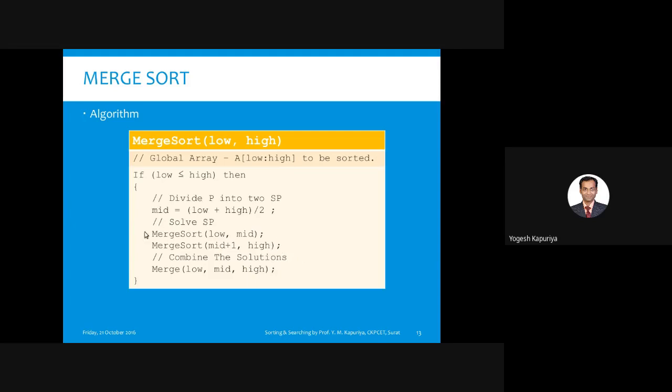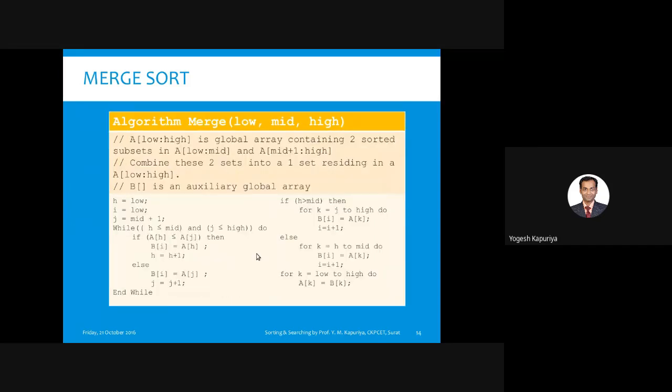So like this, it will keep on splitting the problems till it reaches a point where each individual element has arrived. Now what is the remaining part? You are supposed to combine the solution. So you require another algorithm which will simply combine the results generated by this algorithm. That means an algorithm between low to mid and mid plus 1 to high. So that's why we are passing these three indexes, low, mid and high, to this algorithm.